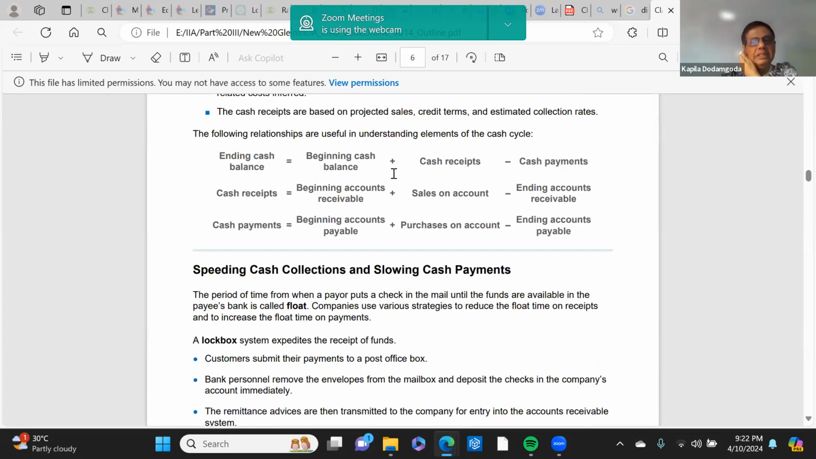So simple equations, right? Your beginning cash balance, how much cash you had at the beginning, plus how much you receive in total, and you take out the cash payments, that is your ending cash balance.